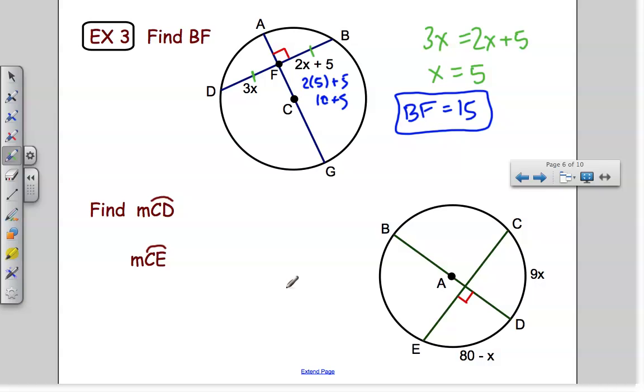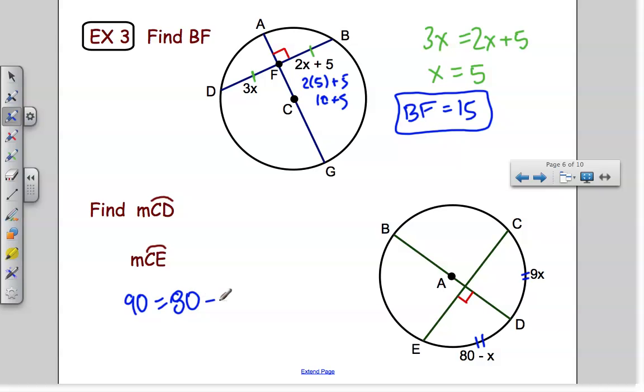All right. Next example here. Find the measure of arc CD, and find the measure of arc CE. All right, what do we have in this picture? Once again, I have a diameter being perpendicular to a chord. So not only does it bisect the chord like we did here, but it does also bisect this arc. So I know that these arcs are congruent here, 9x and 80 minus x. So I'm going to set them equal.